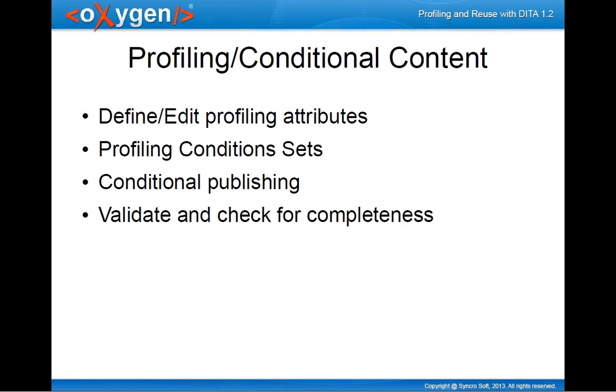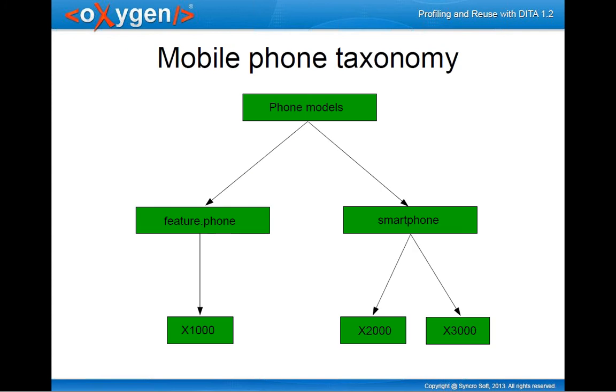Okay, from what we've worked with so far and what we've seen, we can draw some conclusions. For example, my mobile phone models actually can be expressed using this taxonomy. So basically I have the feature phones, which is just this X1000 model, and I have my smartphones. And in this category I have two models, the X2000 and the X3000 models.